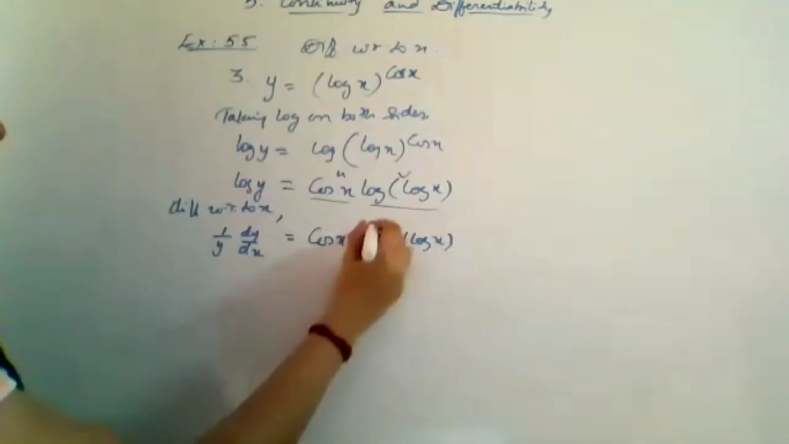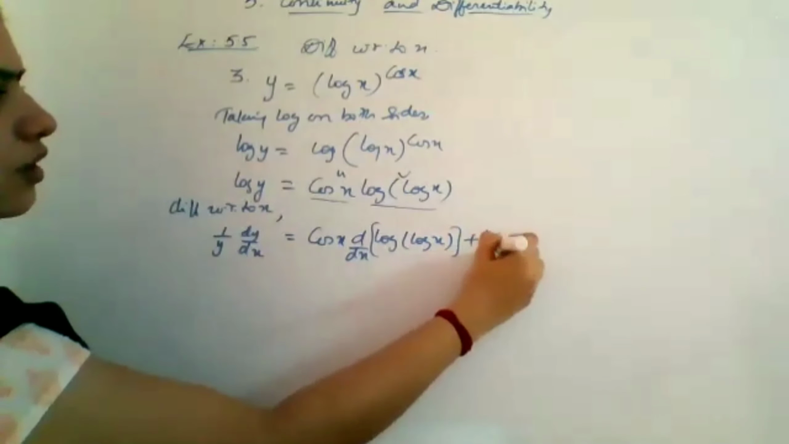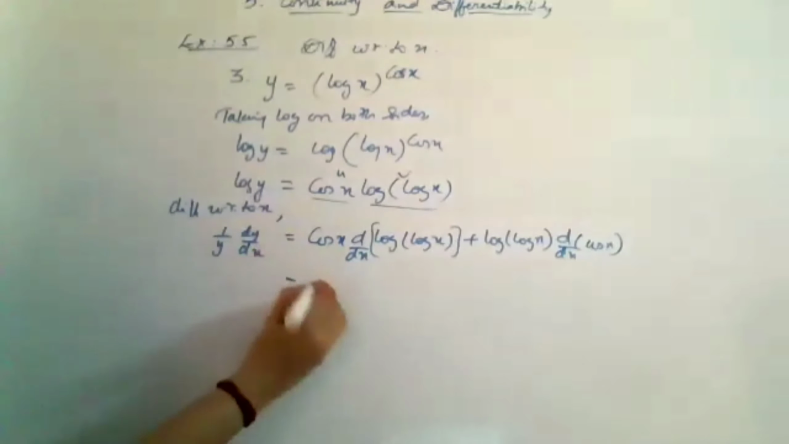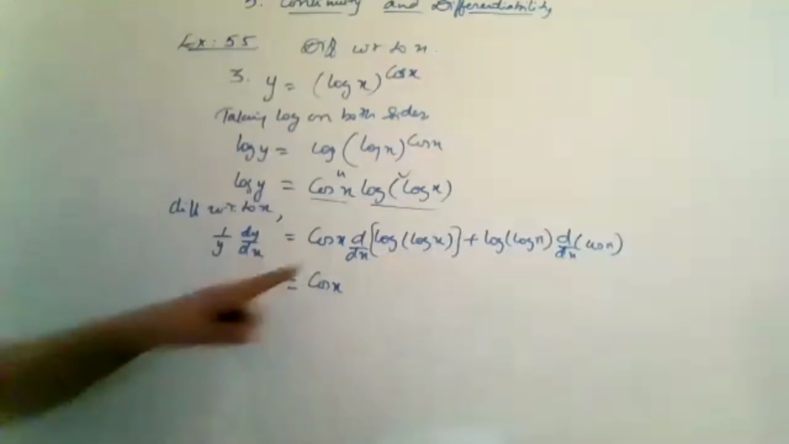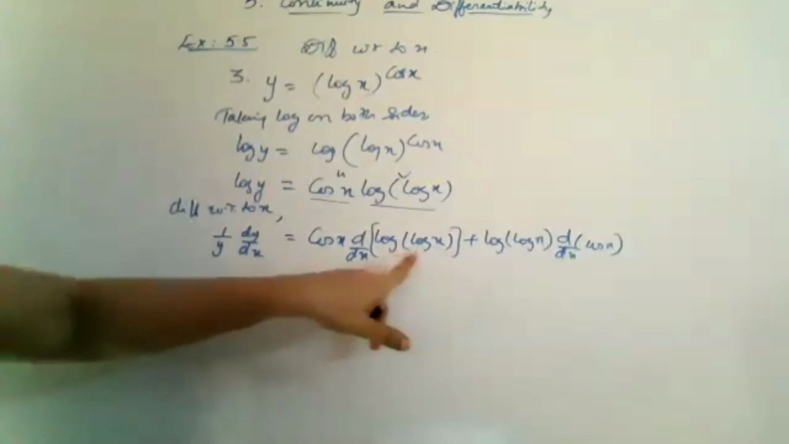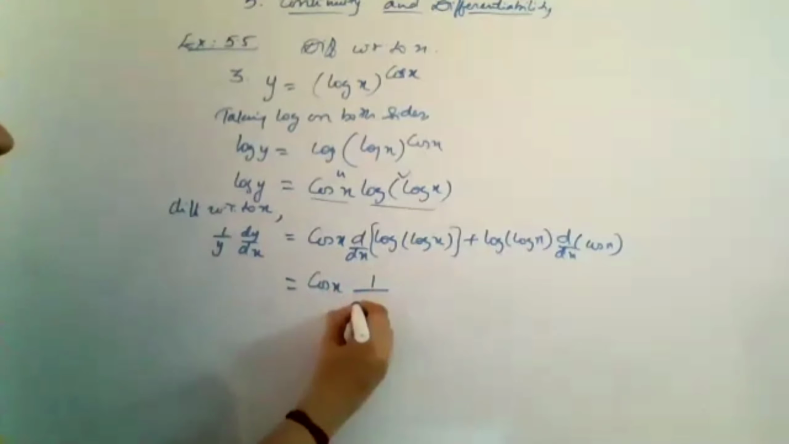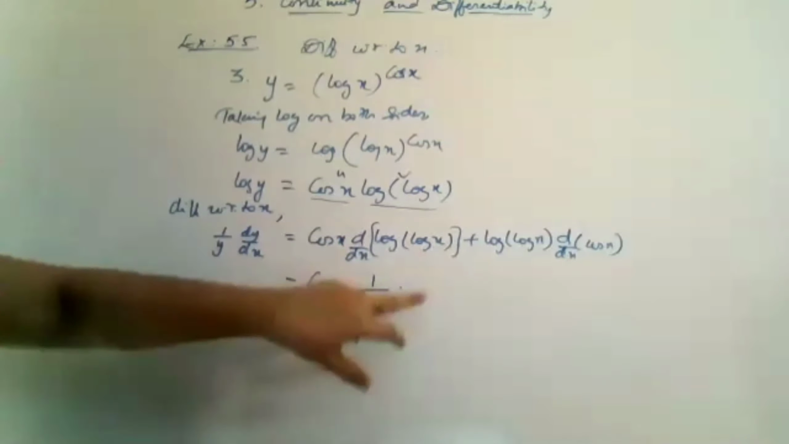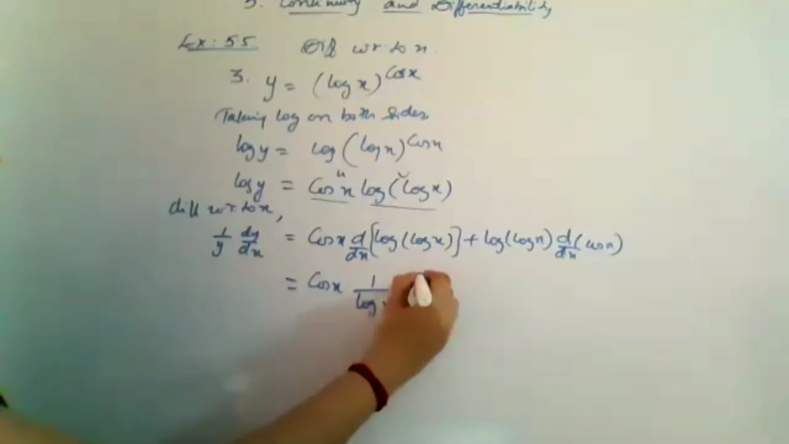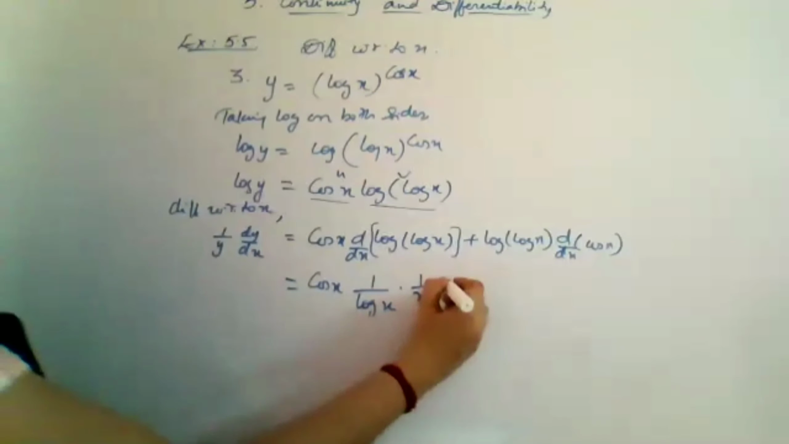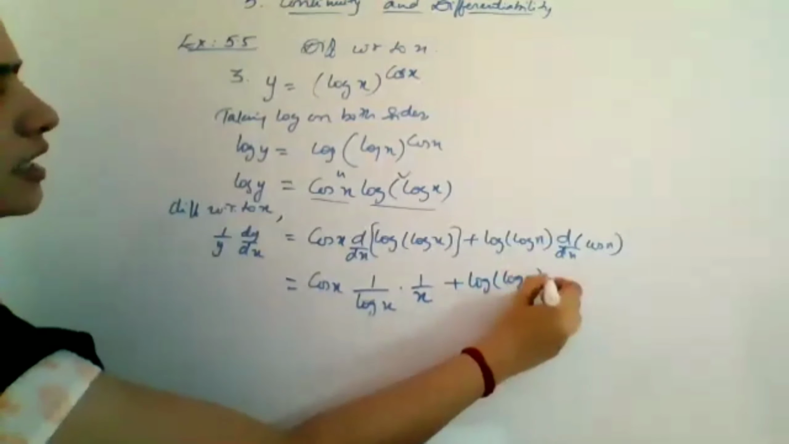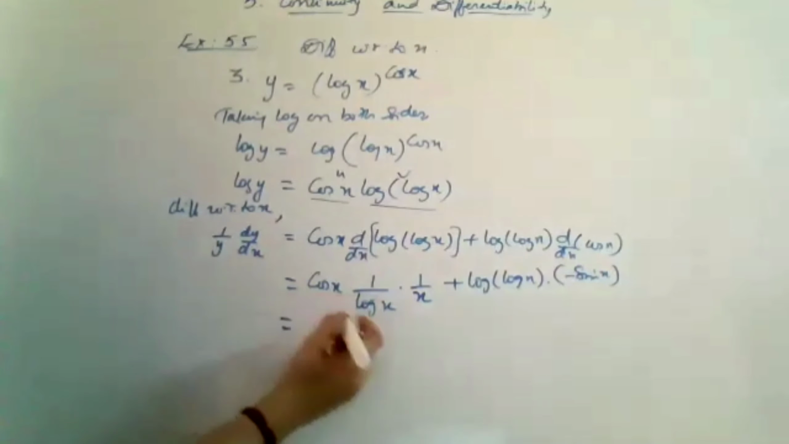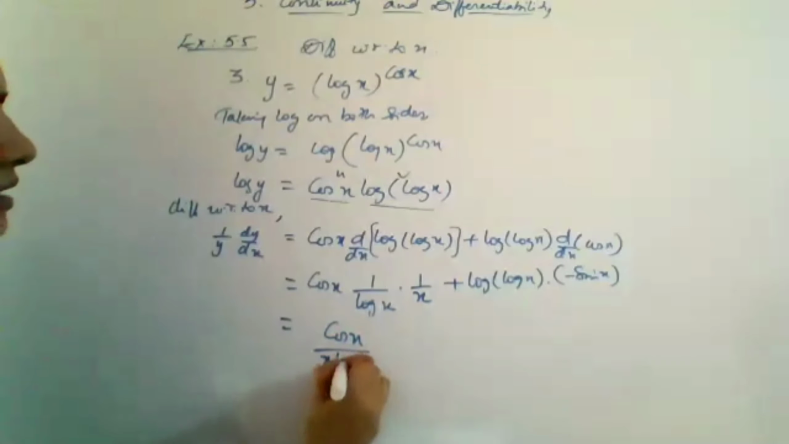Log of log x plus log of log x into derivative of cos x, right? Now this is cos x into derivative of log of log x. So first you treat it as log of something. Log of something will give you 1 by that. What is that? Log x. Again you have to differentiate this term with respect to x. So you get derivative of log x again, that is your 1 by x. Understood? Plus log of log x into what is the derivative of cos? Minus sin x. In total you are getting cos x by x log x.